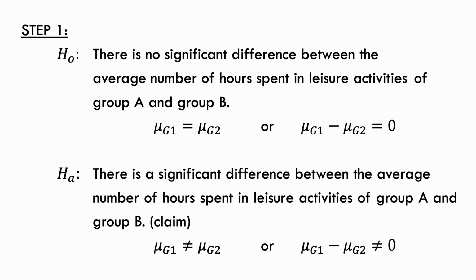So first step, we will write the hypothesis. So ginawa ko siyang sentence form kasi ganito nyo naman siya isusulat doon sa inyong AA. So there is no significant difference between the average number of hours spent in leisure activities of Group A and Group B. Or in symbols, ito yung kanyang itsura. And our alternative hypothesis, there is a significant difference between the average number of hours spent in leisure activities of Group A and Group B. And this is our claim. You can also write in symbols na parang ganito.